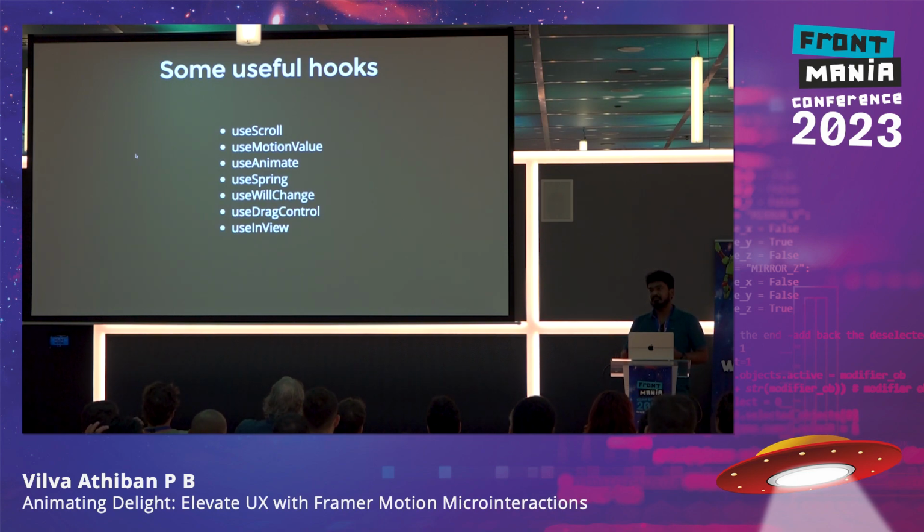Use drag control. Like we see in reorder, it's automatically handled, but if you want, you can control your drag controls programmatically as well. Use in-view. It is more equivalent to the intersection observer. So this tells whether a component is within the viewport or not, as simple as that.